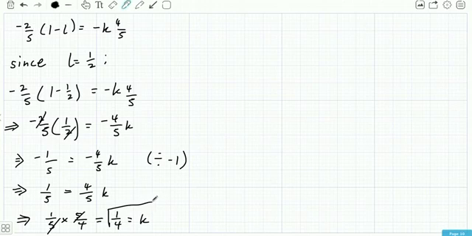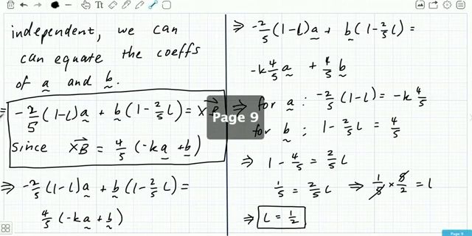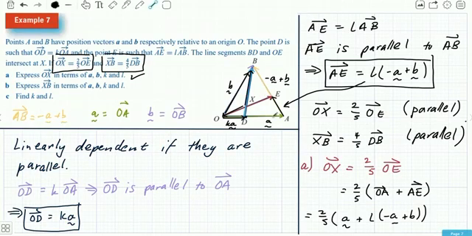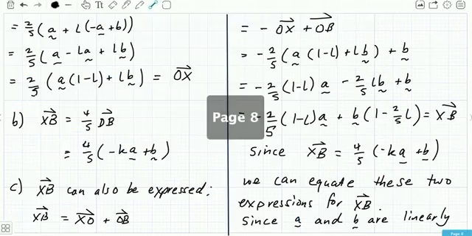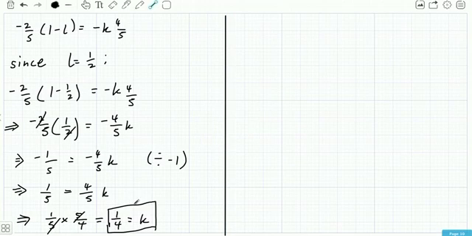So what you've actually done is found values for K and for L, and the way that we did that was by finding two equivalent expressions for a particular vector in our diagram, XB. The first one was given to us, a fraction of DB, and we expressed DB in terms of what we knew. We also expressed XB by using other vectors that we had there. Because we knew A and B were independent vectors, we could equate the coefficients of A and B to get two expressions to help us find L and K. So for part C, the last part, L is equal to 1/2 and K is equal to 1/4.